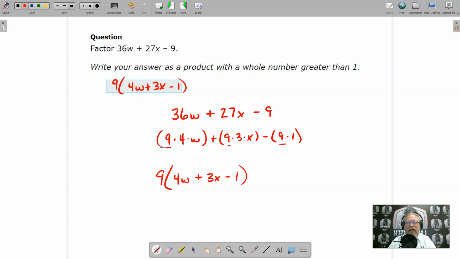And I could always double check that, right? Distribute that 9 back in. 9 times 4 is 36. The w goes along for the ride. 9 times 3 is 27, and the x goes along for the ride. And 9 times negative 1 is indeed negative 9. So it all checks out.